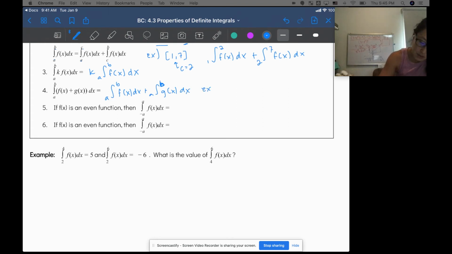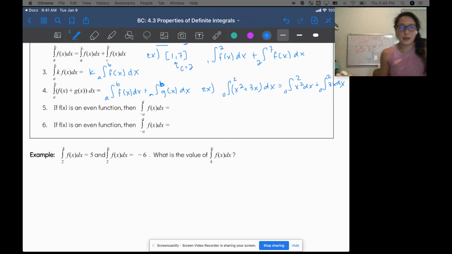Okay, so an example would be like the integral from 0 to 2 of x squared plus 3x dx. I could split this up as the integral from 0 to 2 of x squared dx plus the integral from 0 to 2 of 3x dx, if I wanted.